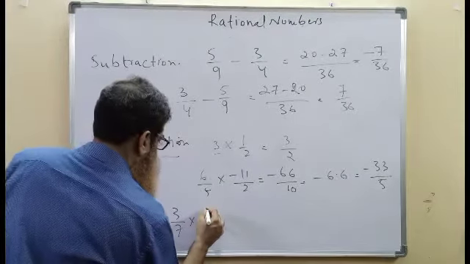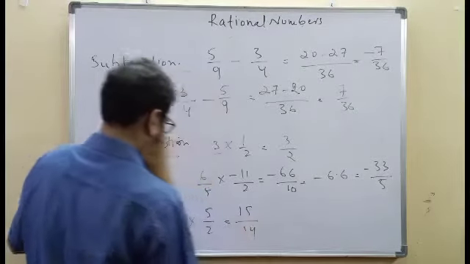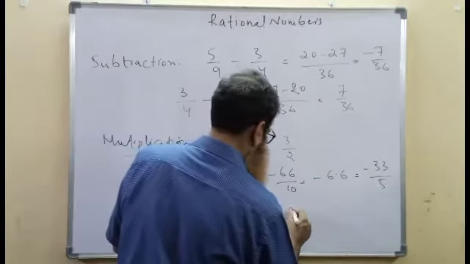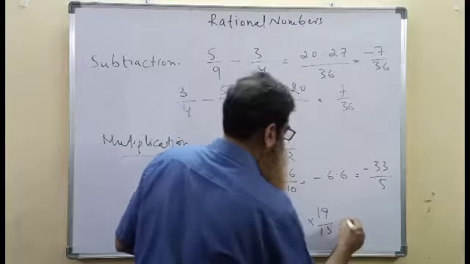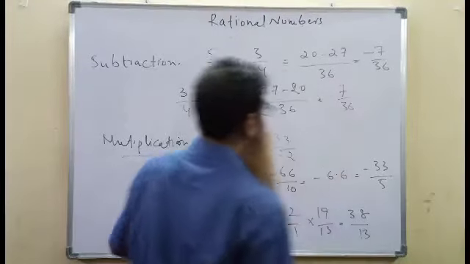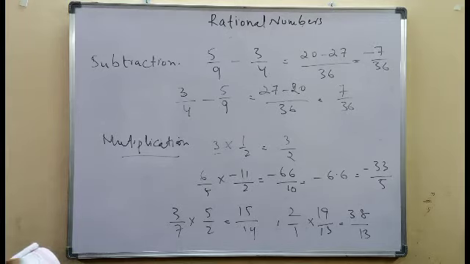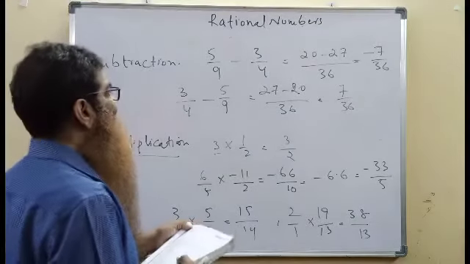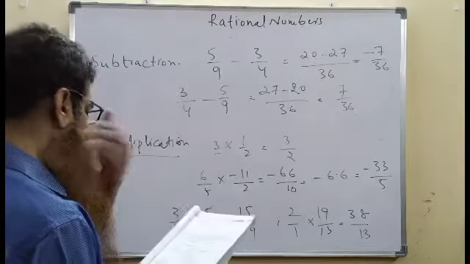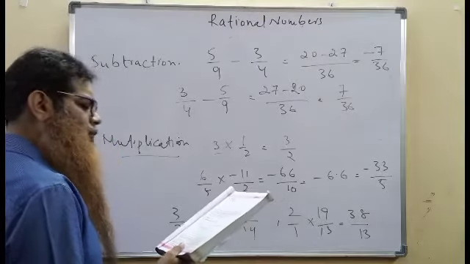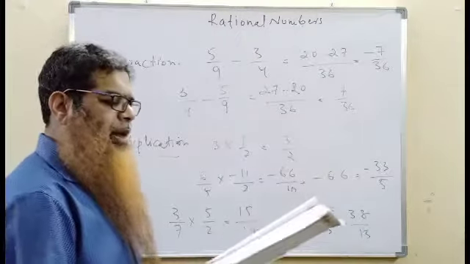3 by 7 into 5 by 2 is equal to 15 by 14. 2 by 1 into 19 by 13 is equal to 38 by 13. Again, it's a rational number. We can notice that in all the cases, the product of two rational numbers is a rational number. Try for some more pairs of rational numbers and check whether their product is a rational number or not. Can you find any two rational numbers whose product is not a rational number? We find that rational numbers are closed under multiplication.